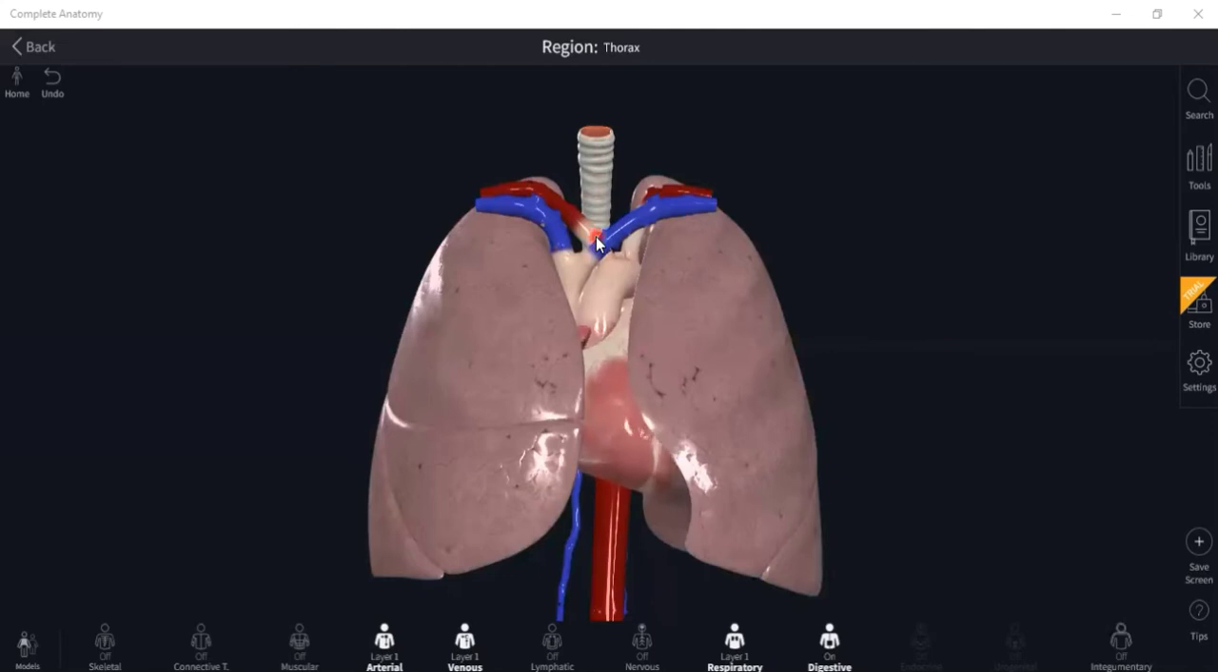Now we divide the mediastinum into two major sections, and this division is formed at the level of the sternal angle. Above the sternal angle, the mediastinum is called the superior mediastinum. And below the sternal angle, the portion of the mediastinum is called the inferior mediastinum.